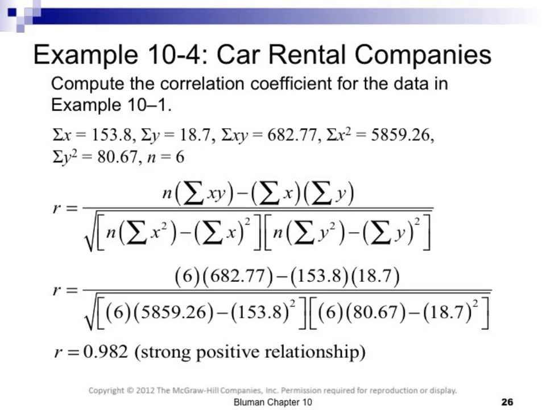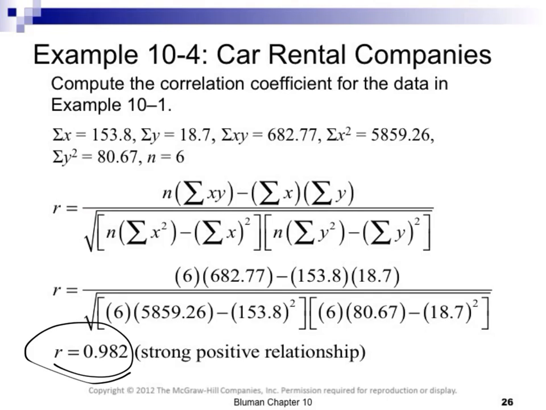So let's look at how those go in your formula. You have 6 as your n. 682.77 was the sum of the product of x and y. The sum of your x's times the sum of your y's. Then on the bottom you have n, and you square root all of this. You have 2 sets of brackets. In one you have n times the sum of your x squareds, minus the sum of your x's, all of that squared. Anyway, you do all this, and you find that r is 0.982.